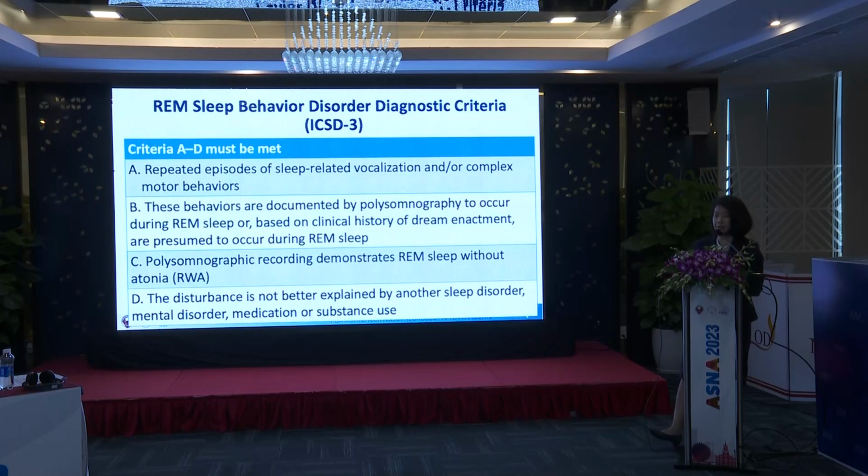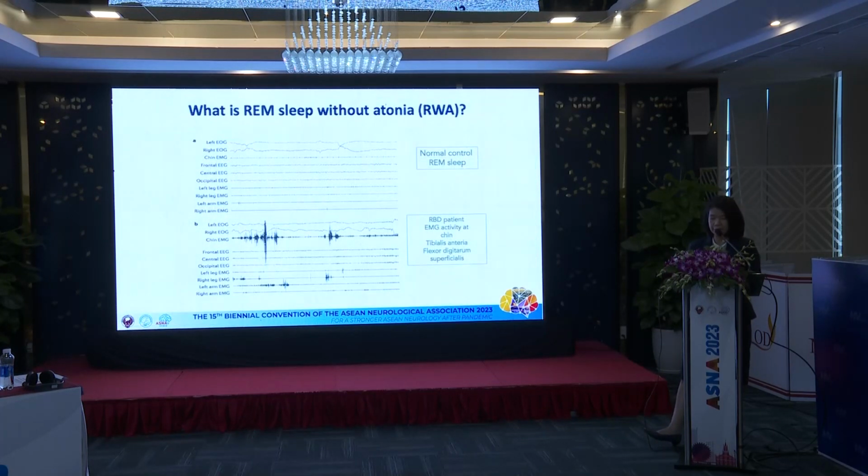And these are the diagnostic criteria for RBD. I will show you what REM sleep without atonia is. The upper tracing is normal REM sleep. There is no EMG activity in REM sleep. But in the lower tracing, you will see abnormal phasic EMG activity, and sometimes you might see tonic activity. This indicates abnormal EMG activity, so we call it REM sleep without atonia.